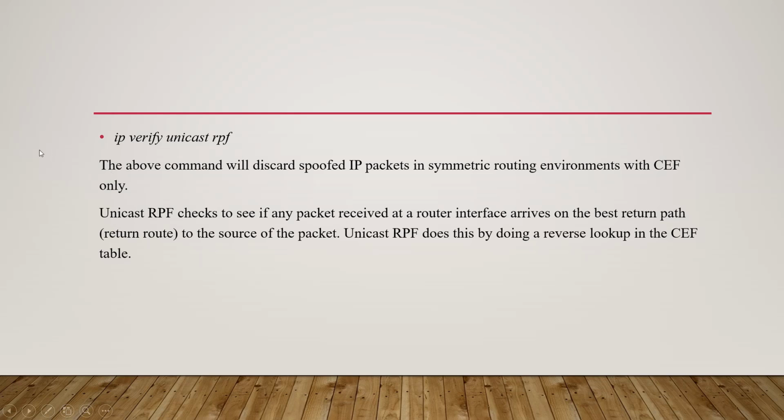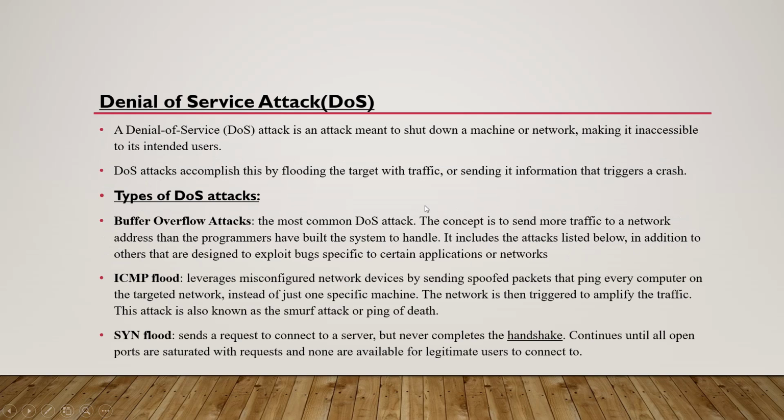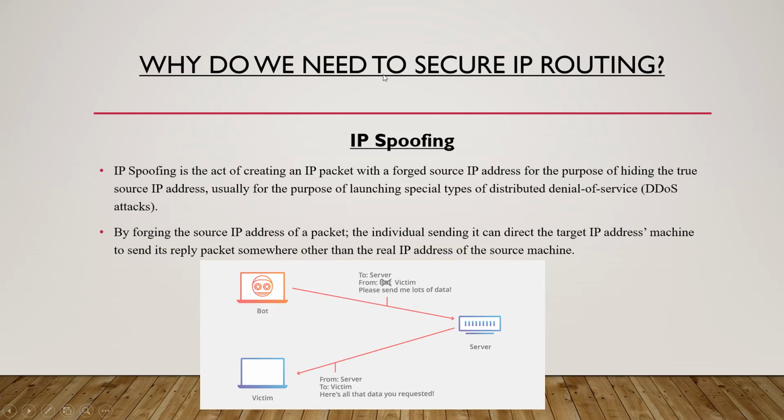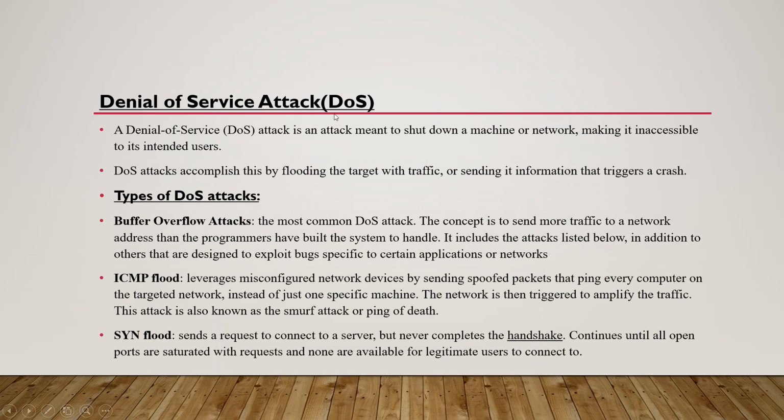So the above command is this: ip verify unicast rpf. The above command will discard spoofed IP packets in symmetric routing environments with CEF only. What is CEF? CEF is Cisco Express Forwarding. See, unicast RPF checks if any packet received at the router interface arrives on the best return path to the source of the packet. So unicast RPF does this by doing a reverse lookup, that is RPF, in the CEF table.